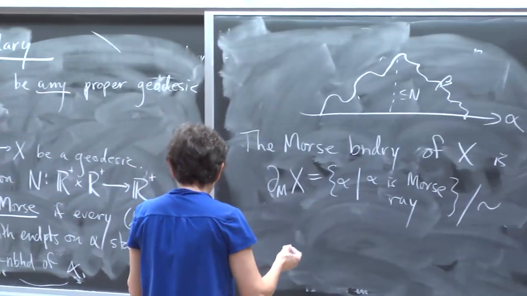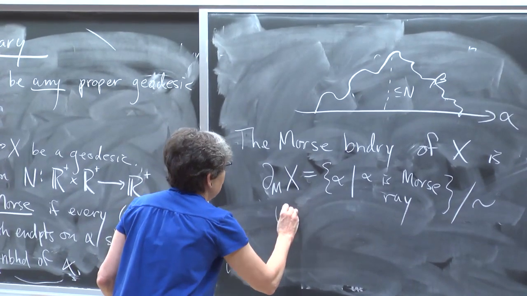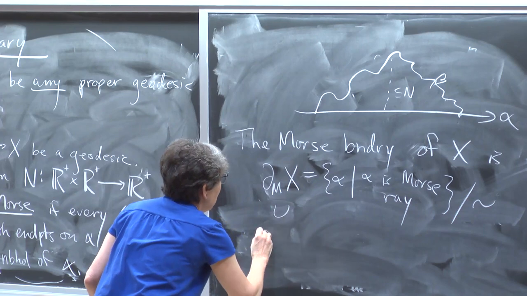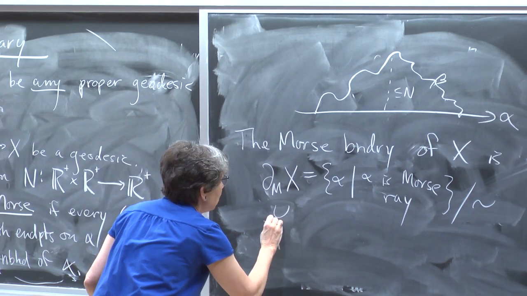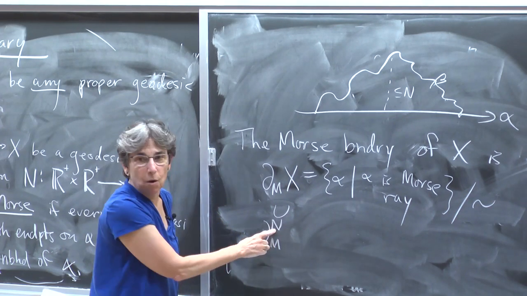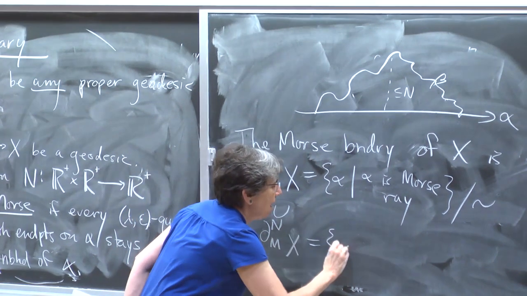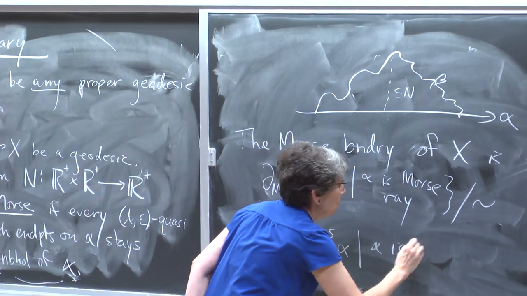All right, so I'm going to just throw this in for a minute. Often we actually want to limit how Morse. We want to pick a Morse function N and only allow those. So alpha such that alpha is N-Morse.